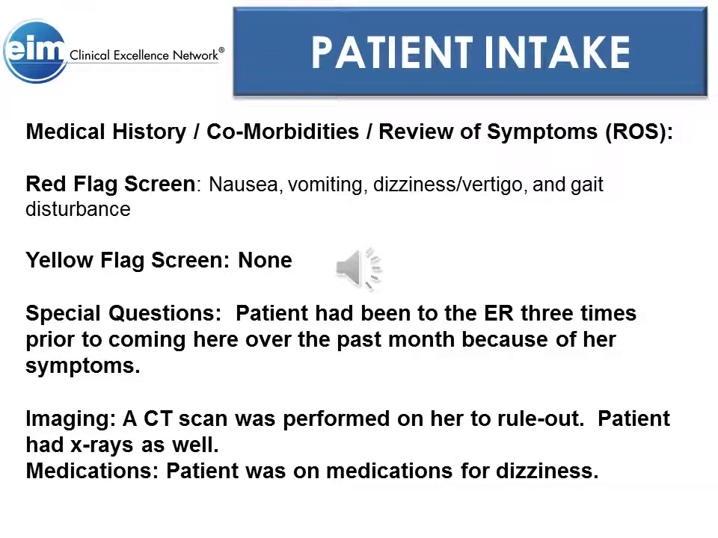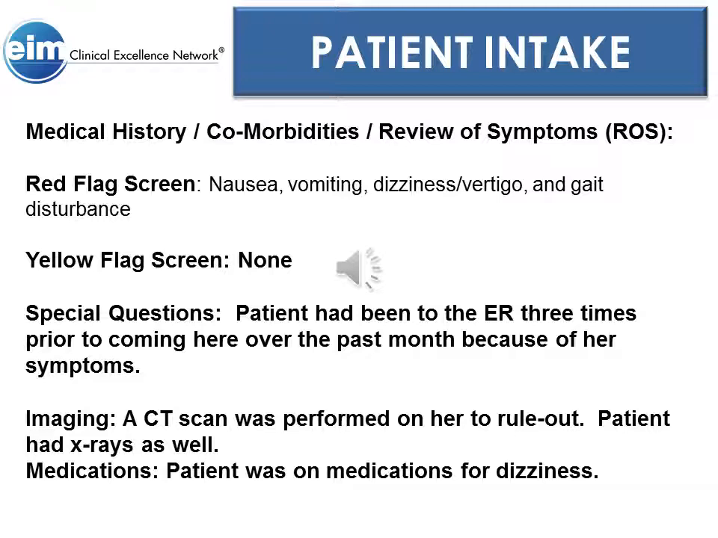So with the red flags that we put down, the nausea, vomiting, dizziness, vertigo, and gait disturbances, we really want to make sure that these are a part of BPPV and not something that may be going on with the central system. Especially with the gait disturbances, making sure that she doesn't have some kind of ataxia or something going on, and we really want to make sure that the vertigo is a direct relationship with BPPV. Yellow flag screening, she didn't have any.